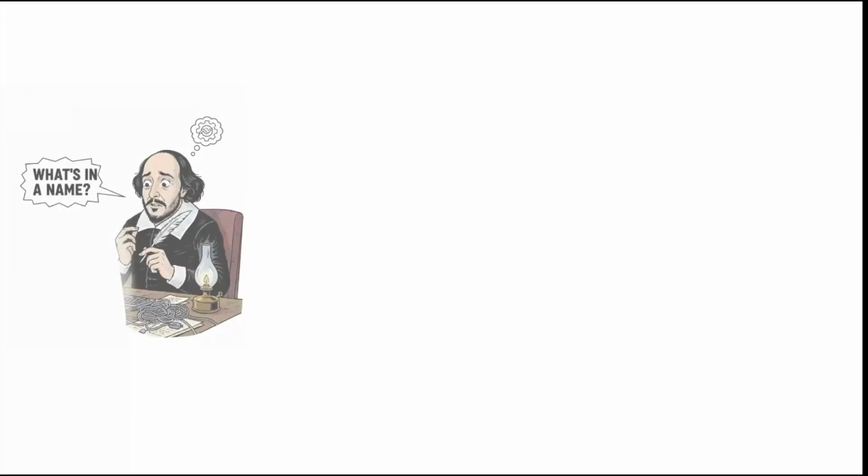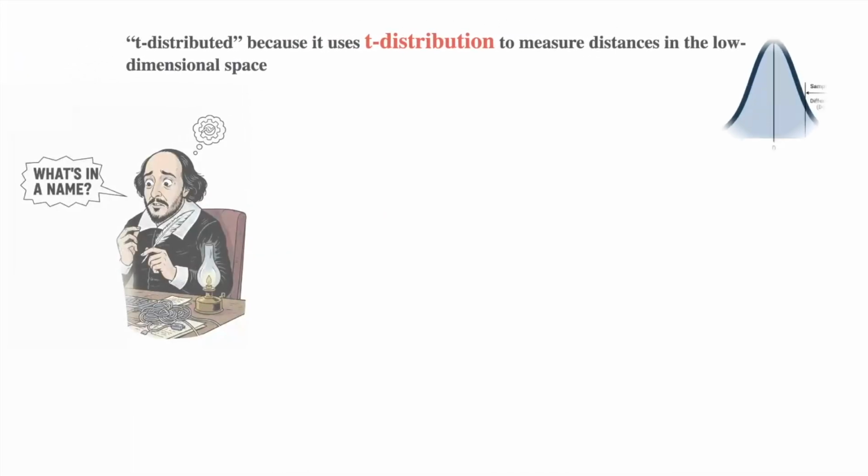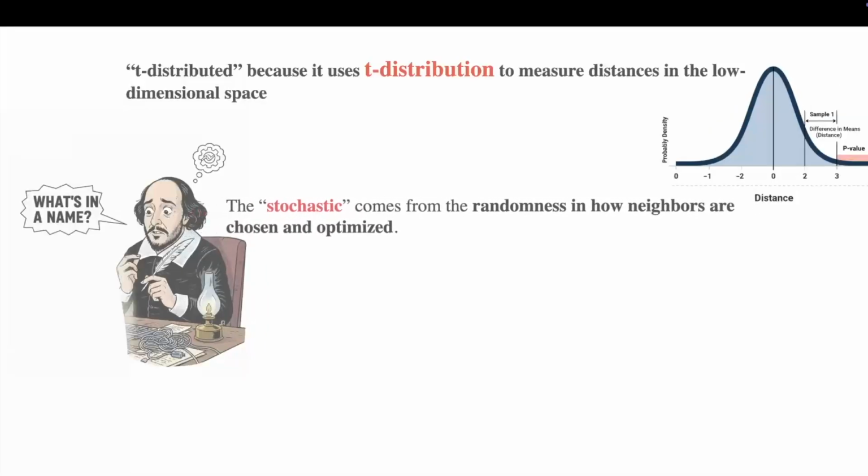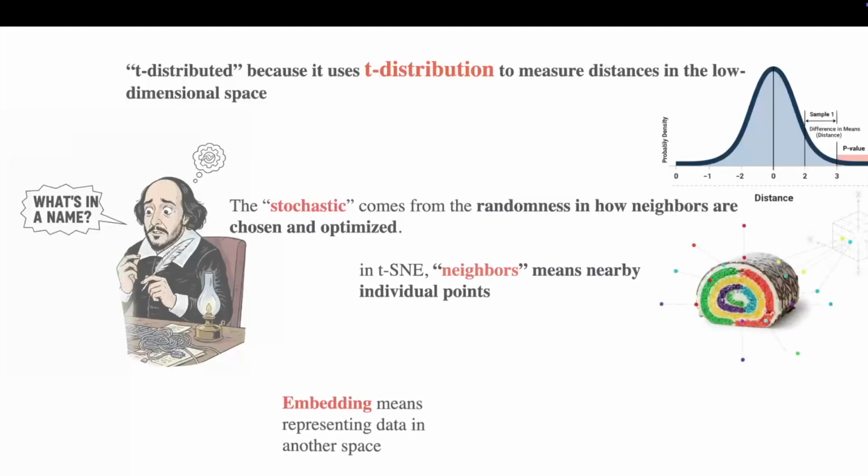Let's first distill the name: t-distributed stochastic neighbor embedding. We say t-distributed because it uses the t-distribution, a bell-shaped curve, to measure distances between points in a low-dimensional space. Stochastic just means t-SNE randomly chooses and optimizes neighbors during the process. And the NE stands for neighbor embedding because we represent individual points of data in another space.